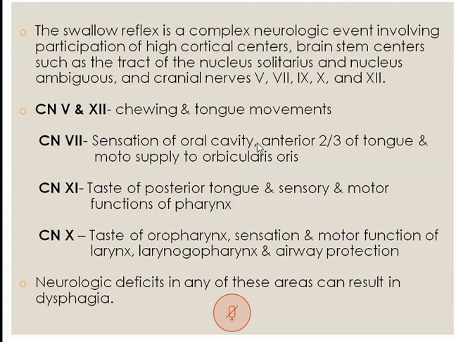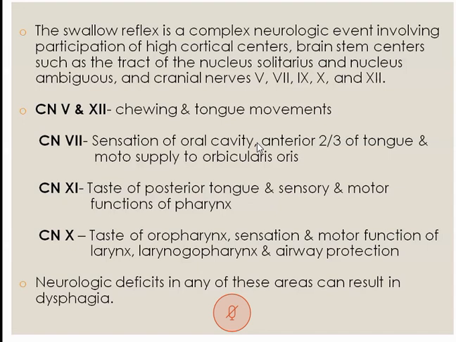The swallow reflex is a complex neurological event involving the participation of high cortical centers, brainstem centers such as the nucleus tractus solitarius and the nucleus ambiguus, and cranial nerves 5, 7, 9, 10 and 12. Cranial nerves 5 and 12 take part in chewing and tongue movements, and particularly the 7th nerve provides sensation of the oral cavity, the anterior two-thirds of the tongue, and motor supply to the orbicularis oris, the oral muscle.